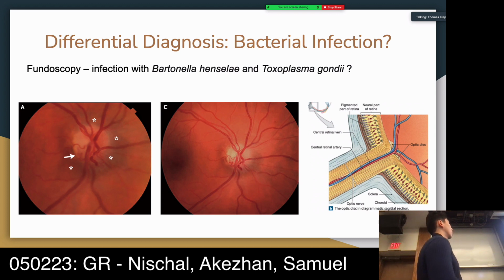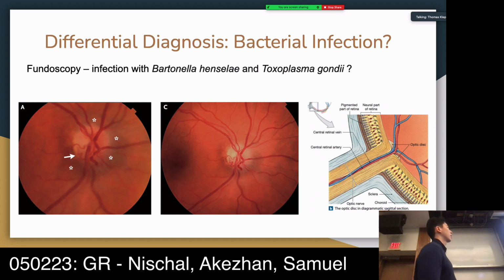However, what the fundoscopy showed, as you can see from panel A, a photograph taken 8 weeks after the onset of the symptoms, is an increased pallor in the optic disc. There's some swelling indicated by this asterisk, and there is also an abnormality in the vessel, like here, pointed out by the white arrow.